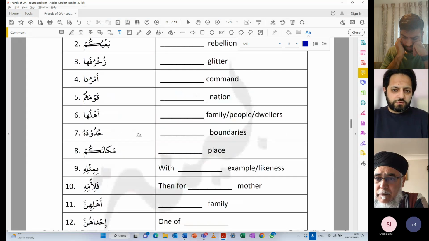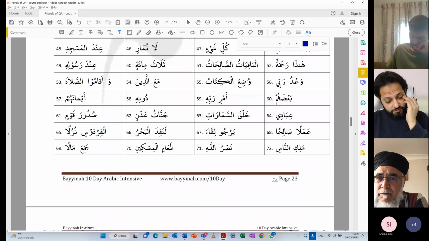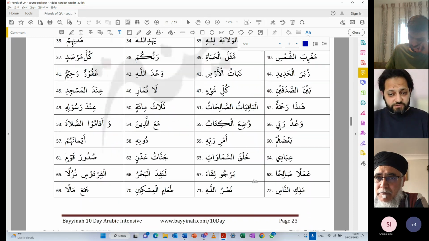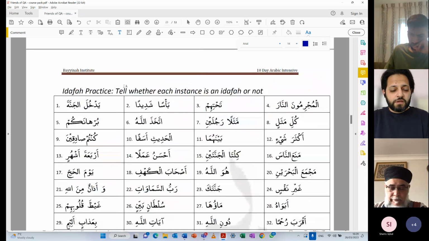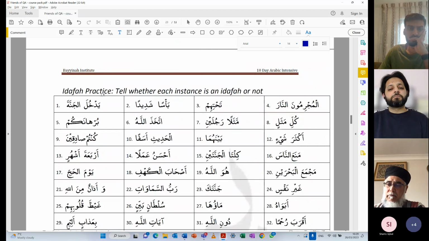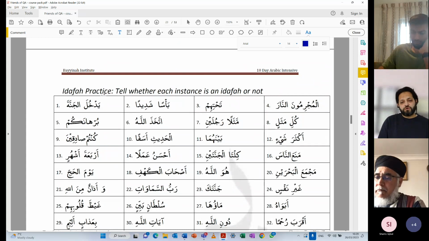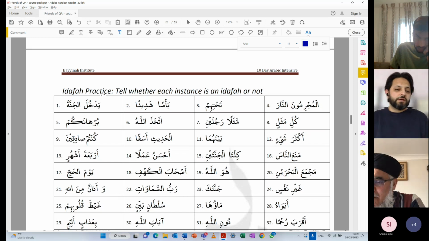Let's move on to a very comprehensive exercise that I've saved for the last topic of Idafah on page 23. So you see there are 72 fragments. You need to tell if these fragments are Idafah or not. And they would be made up of all sorts of words. Some you do know, some you don't know. But you have to apply the principle of Idafah.